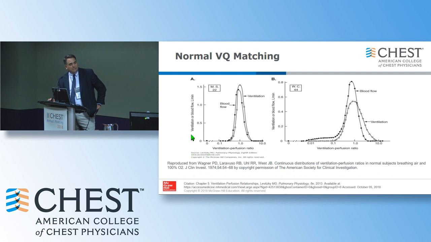But on this axis, you have ventilation or blood flow in liters per minute. By convention, or at least in the articles I'm showing you here, the open circles are the ventilation, and the closed circles are the blood flow. And on the x-axis, you have the ventilation perfusion ratio. And so you can see that in this 22-year-old healthy individual, by far the majority of the ventilation and blood flow is going to the lung units that have a VQ ratio of 1. So this is perfectly normal.